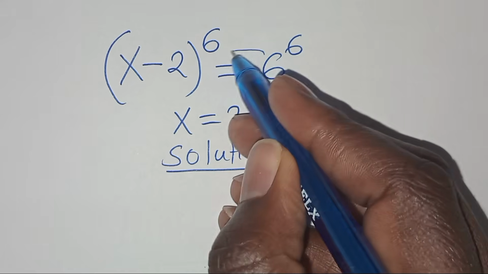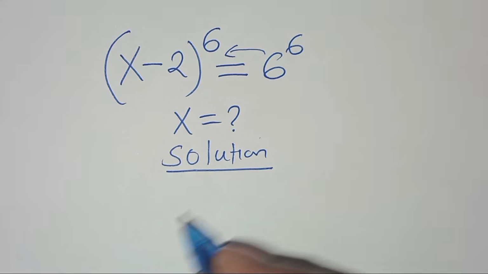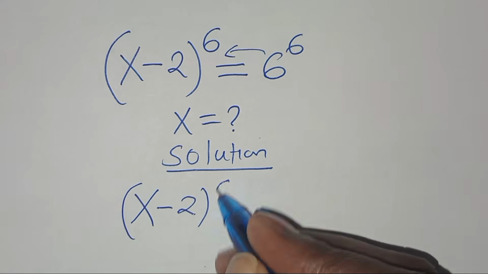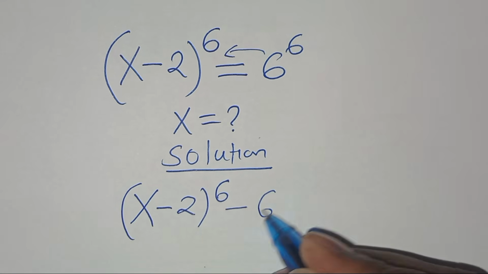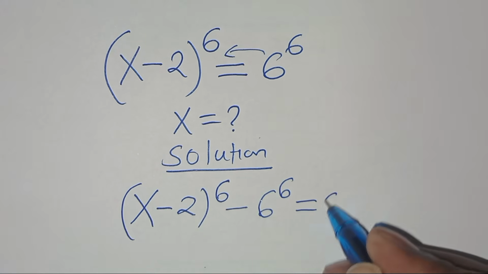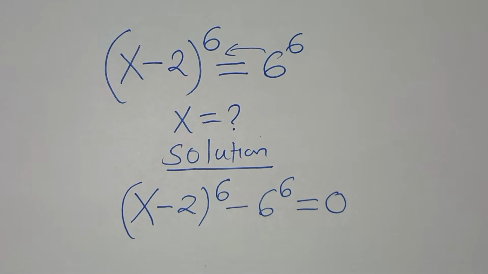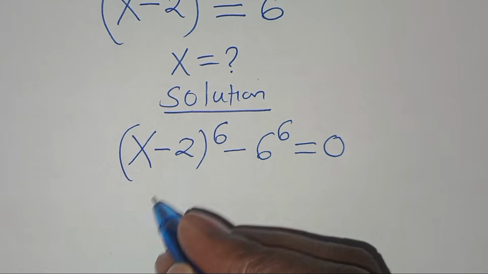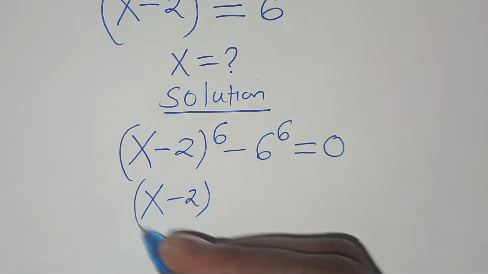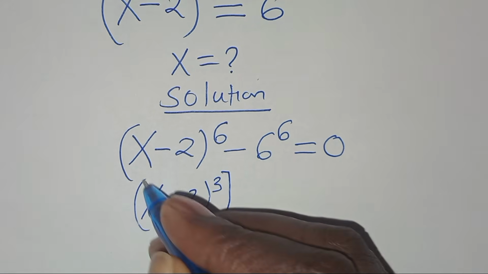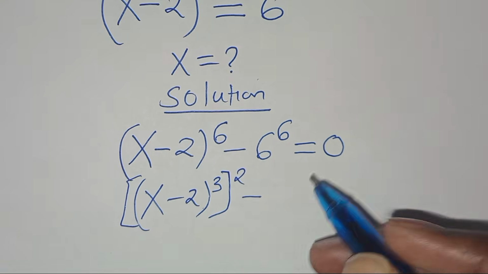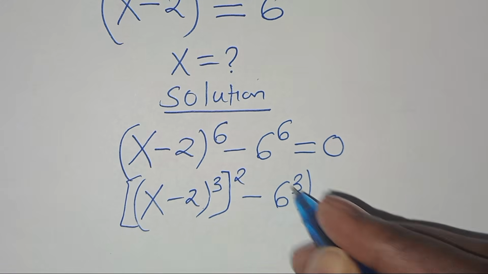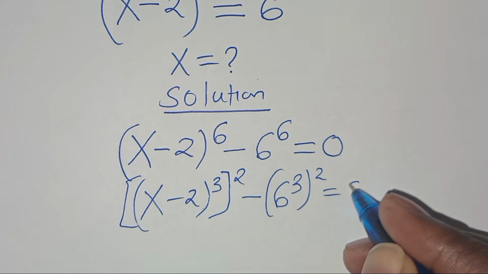The first thing to do here, let's take 6^6 to the left hand side, so that we'll have (x - 2)^6 - 6^6 = 0. The next step from here, we can express (x - 2)^6 as ((x - 2)^3)^2, and 6^6 can be expressed as (6^3)^2. This is equal to 0.